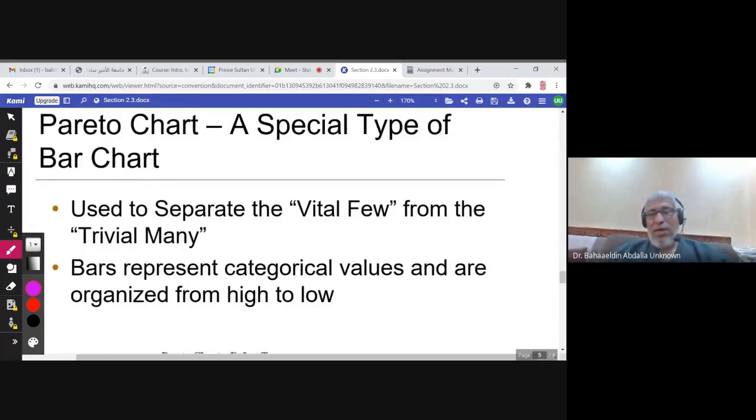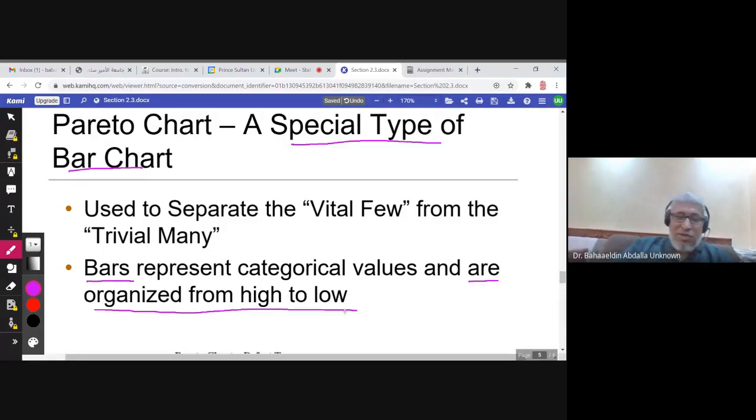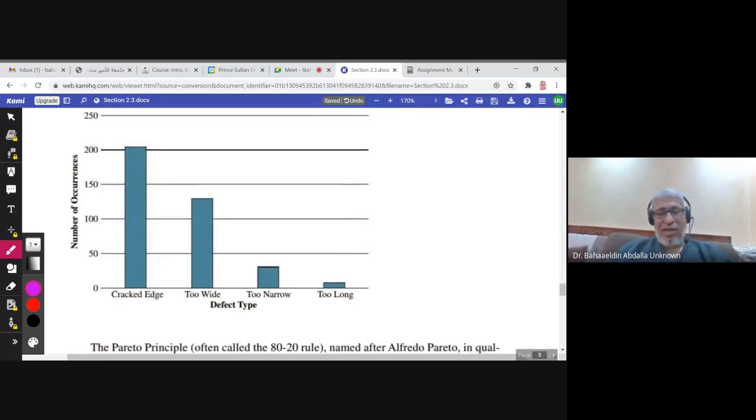The last type of graph is the Pareto chart. The Pareto chart is just a special type of bar chart. In fact, it's a bar chart organized from high to low. So the bars are organized from high to low. You start with the highest bar, and then the next one, and then the next one.